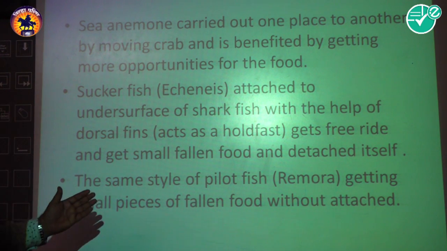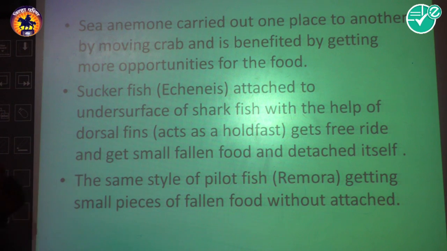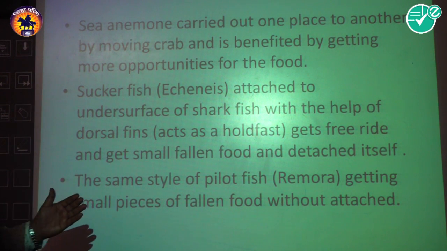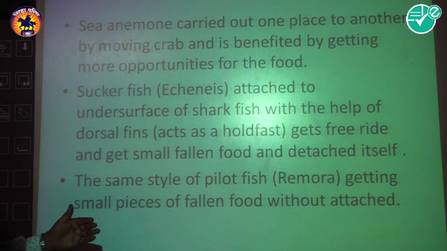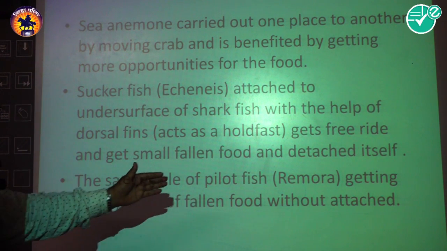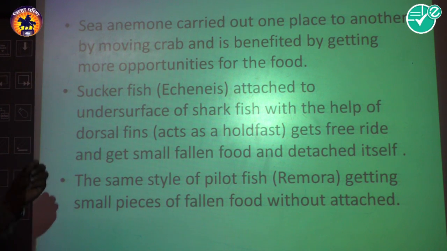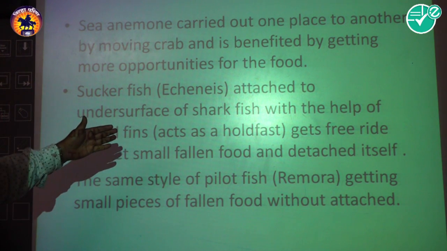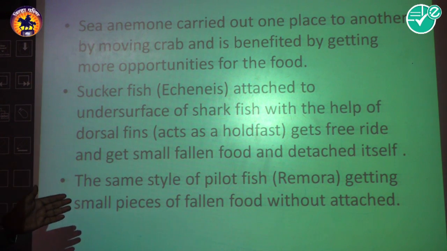एंड द सेम स्टाइल ऑफ द पायलट फिश रीमोरा, getting the small pieces of the fallen food without the attachment. ये ऐसी मछली है जिसको हम रेमोरा कह रहे हैं. तो ये शार्क मछली के मुंह से निकलने वाले ग़िज़ा के छोटे छोटे टुकड़ों को ग़िज़ा के तौर पर इस्तेमाल करेगी.